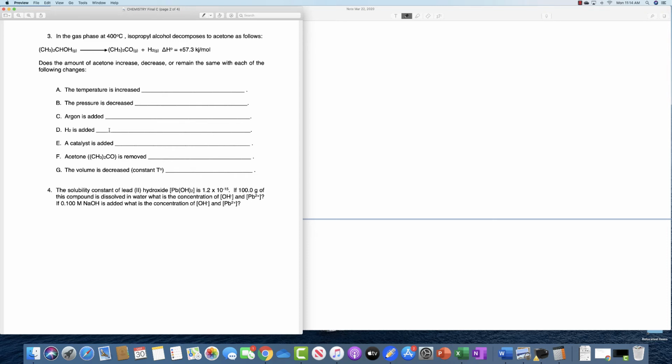If hydrogen is added, it will decrease the amount of this because it drives the reaction in this direction. Catalysts that are added will do nothing. Acetone is removed. That would tend to drive more acetone being produced, but you're removing it. So I will accept any answer here. Increase, decrease, or remains the same, because it all depends on how much you take out. And then lastly, the volume is decreased. If the volume is decreased, the pressure is increased, so it has the same effect as increasing the pressure, so it will drive the reaction to the left and decrease the acetone.